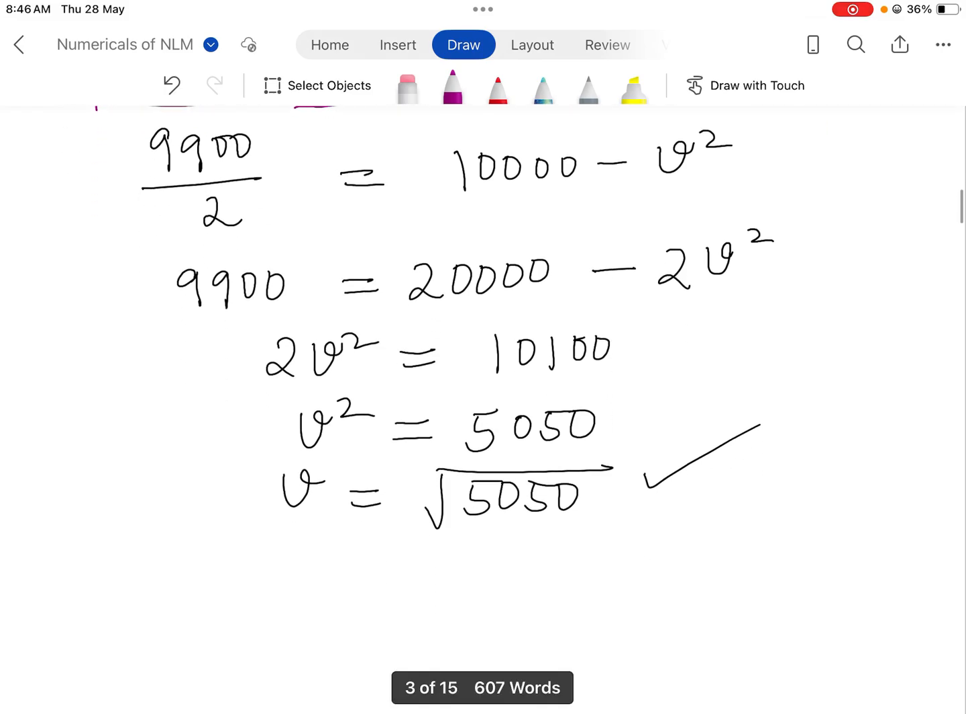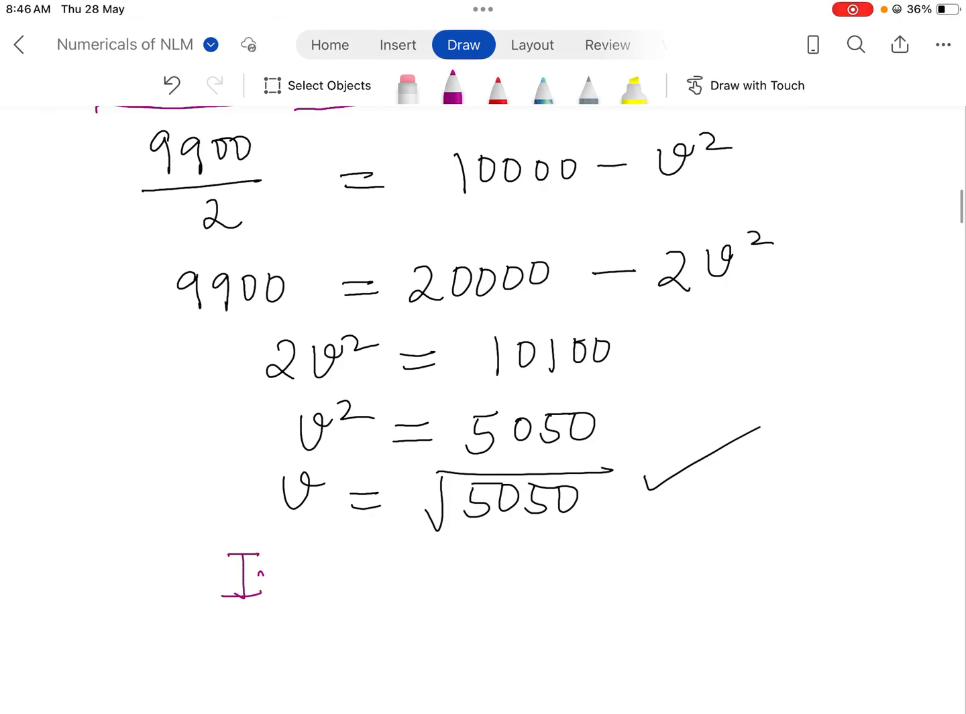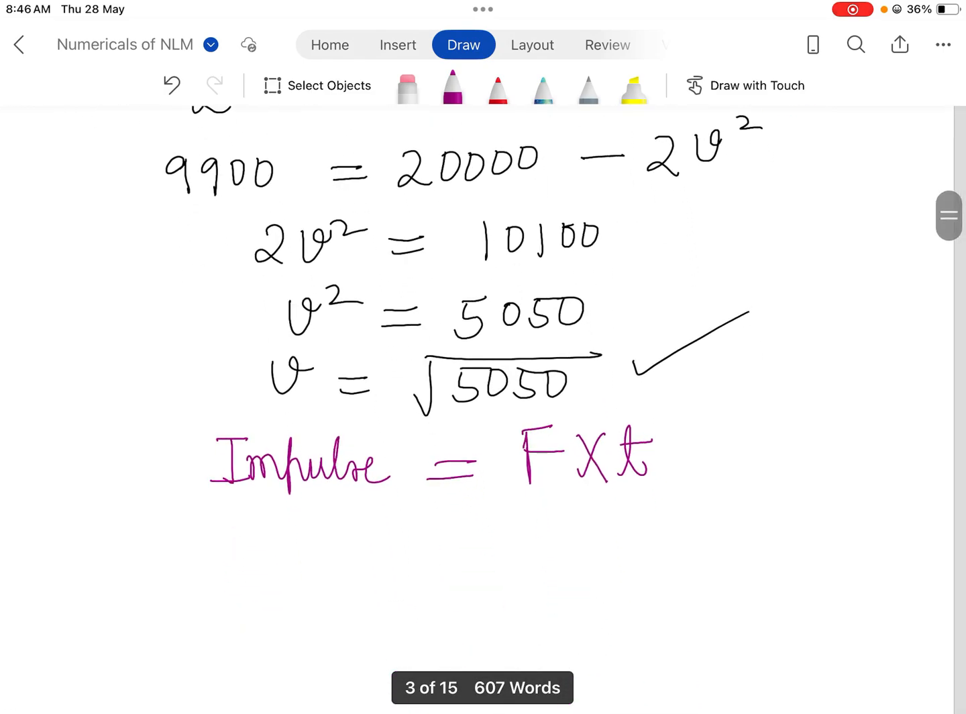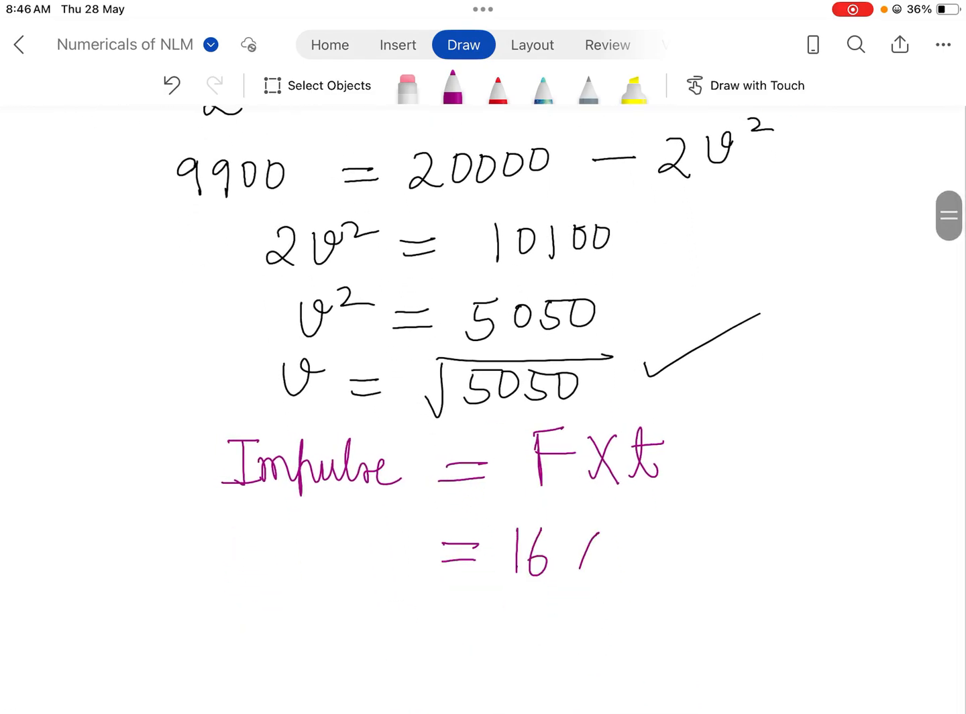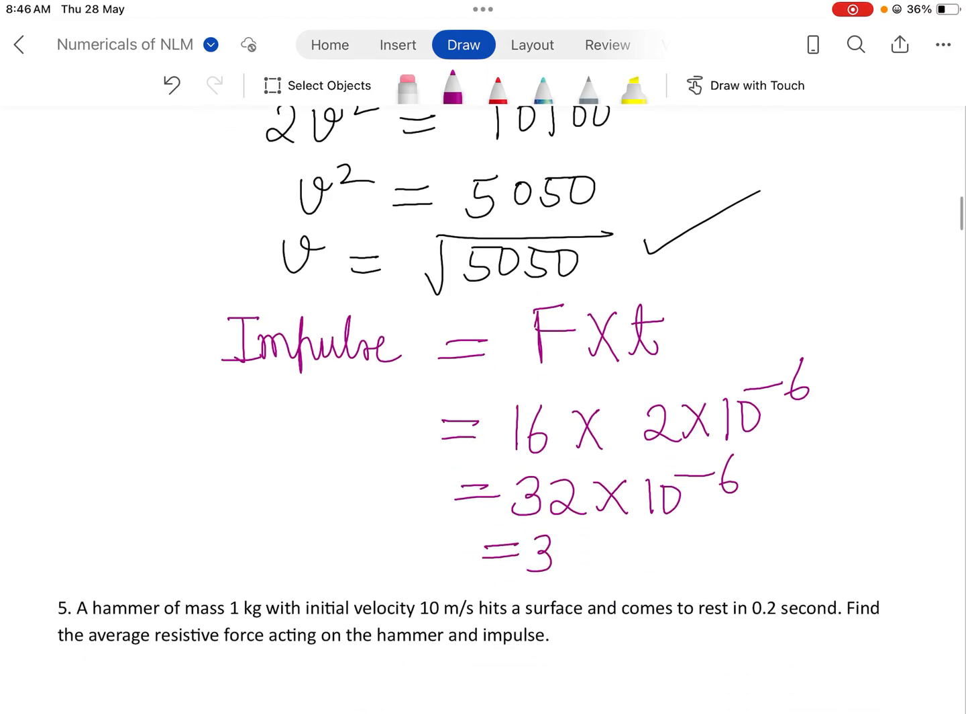So what is the formula of impulse? Impulse equals to product of force and time, F into T. What is F here? 16. This is 2 into 10 to the power minus 6. That is equals to 32 into 10 to the power minus 6. That is 3.2 into 10 to the power minus 5. Now see here, what will be the unit of impulse?